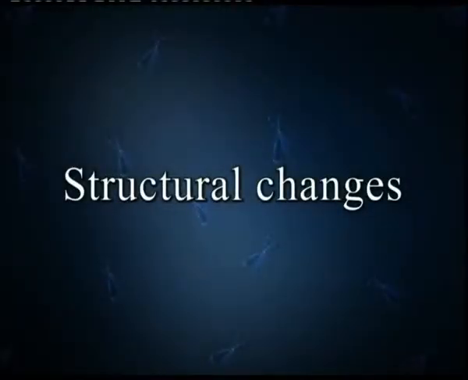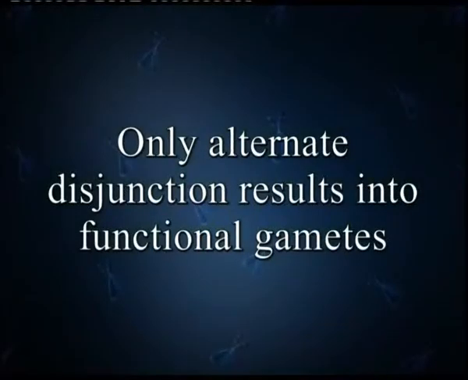In conclusion, we have seen that as far as translocations are concerned, these are the structural changes which involve exchange or transfer of chromosomal segments between non-homologous chromosomes. The net result of this translocation is transfer of chromosomal segments or genes from one chromosome to another. Then another consequence of this translocation is the irregular meiotic behavior, where only alternate type of disjunction will result in the formation of functional gametes.